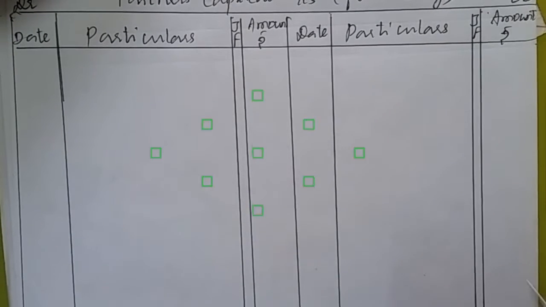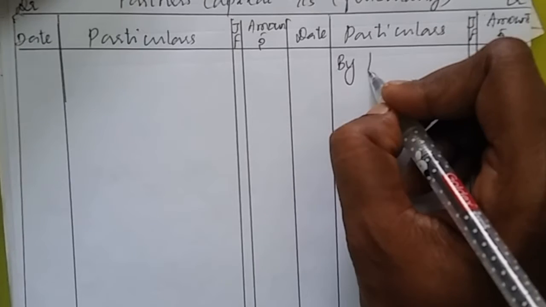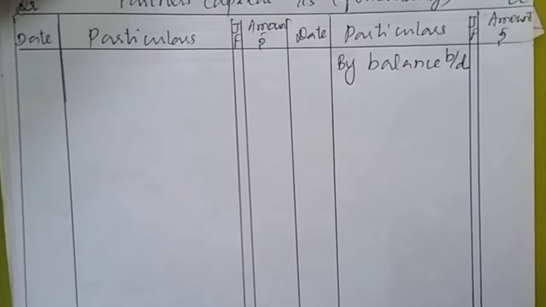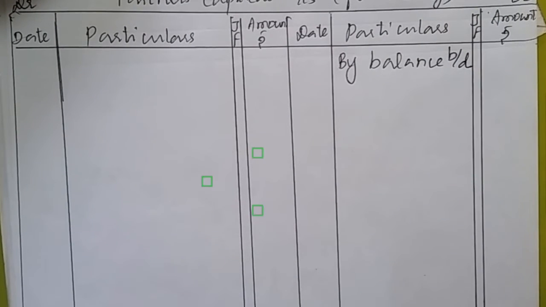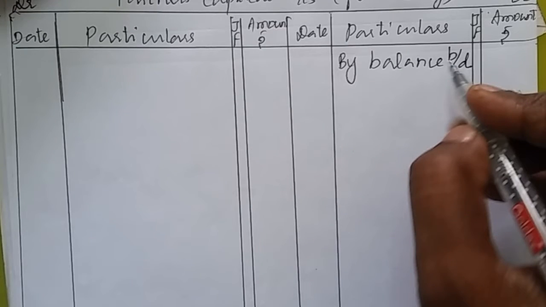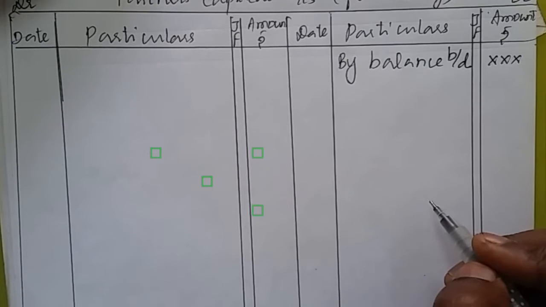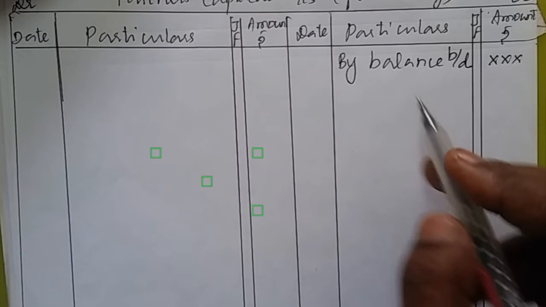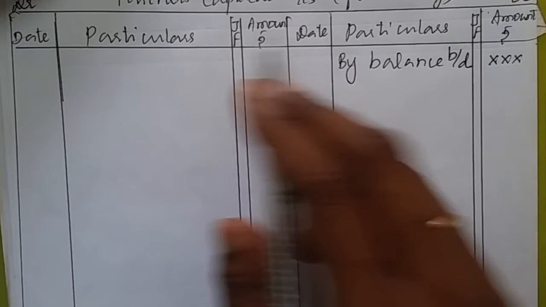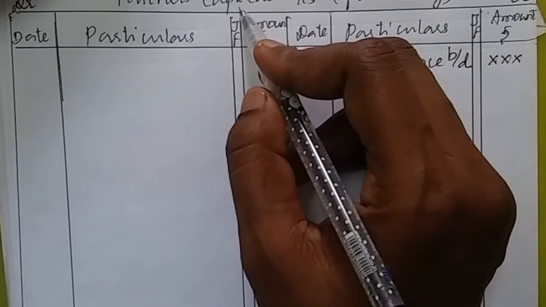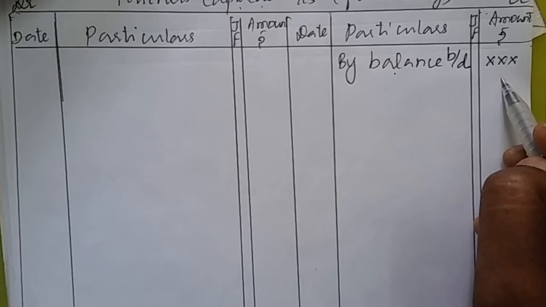Here, first we shall start with the credit values. First, I write by balance brought down. What is this by balance brought down? It is the opening capital of partners. Capital is a liability, so liability values are credit values. So we write the opening capital on the credit side of the partners' capital account. This is the opening balance of capital, which we write in the beginning.